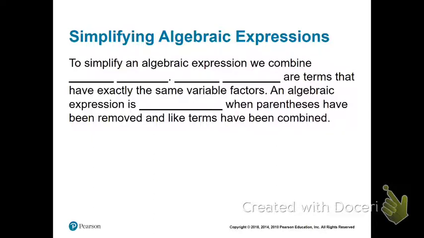All right, it is simplifying algebraic expressions. To simplify an algebraic expression, we combine like terms. Remember that like terms are terms that have exactly the same variable factors. So the variables have to be exactly the same. They both have to be x cubed. They both have to be y to the 5th. They both have to be an xy. They have to be exactly the same variable part, and then we only add or subtract the coefficients in front of it. All right, so an algebraic expression is simplified when the parentheses have been removed and like terms have been combined.